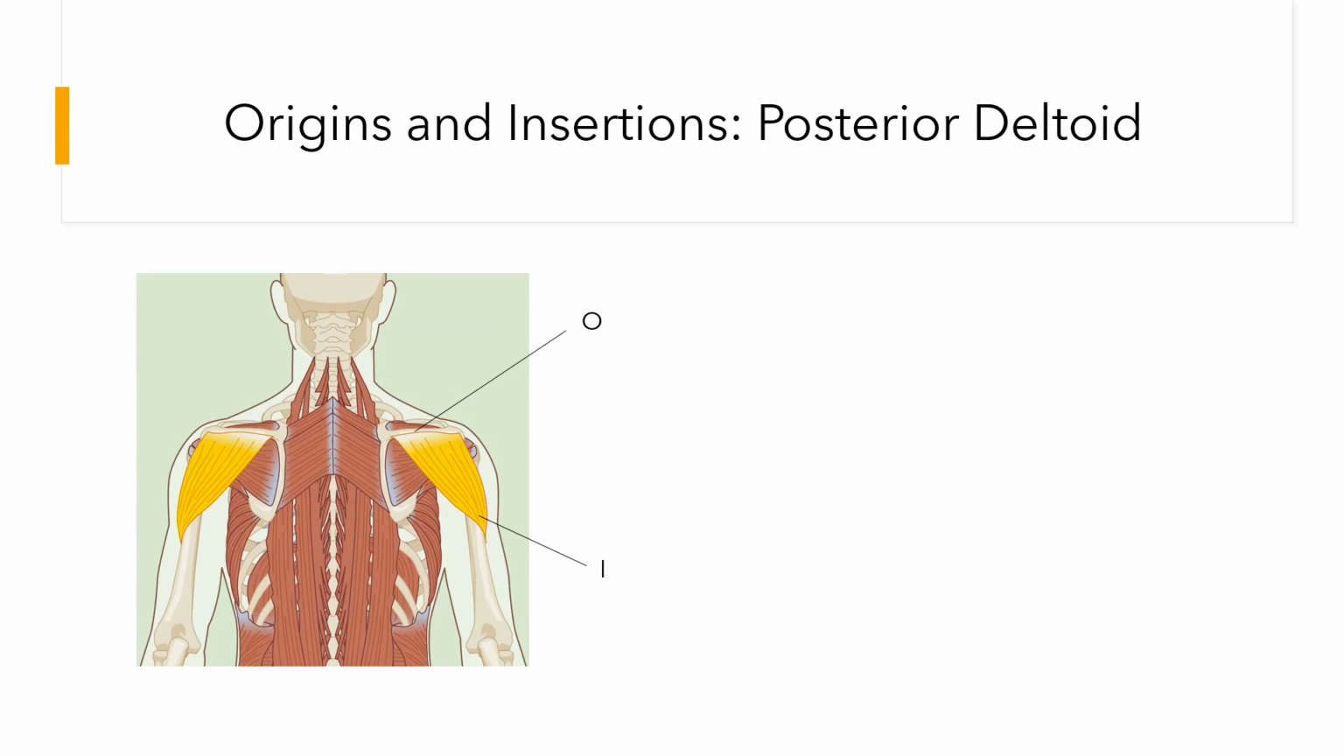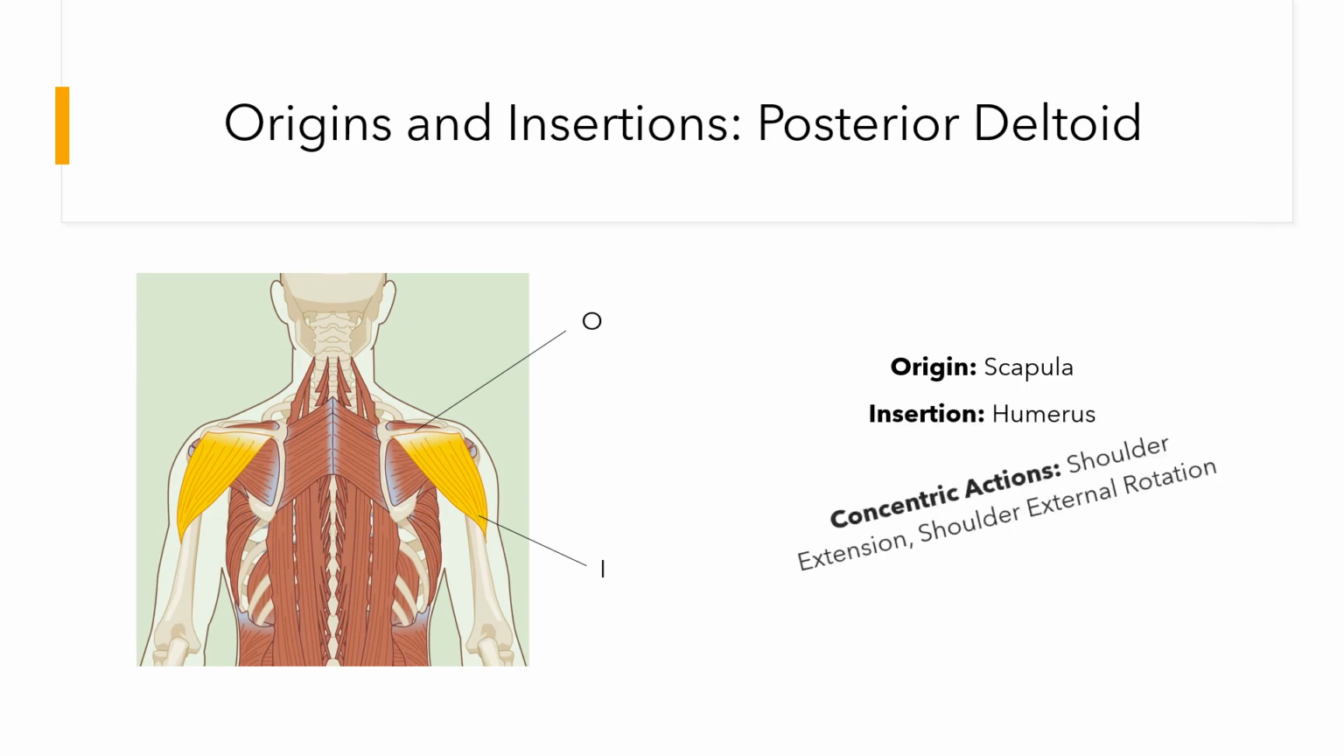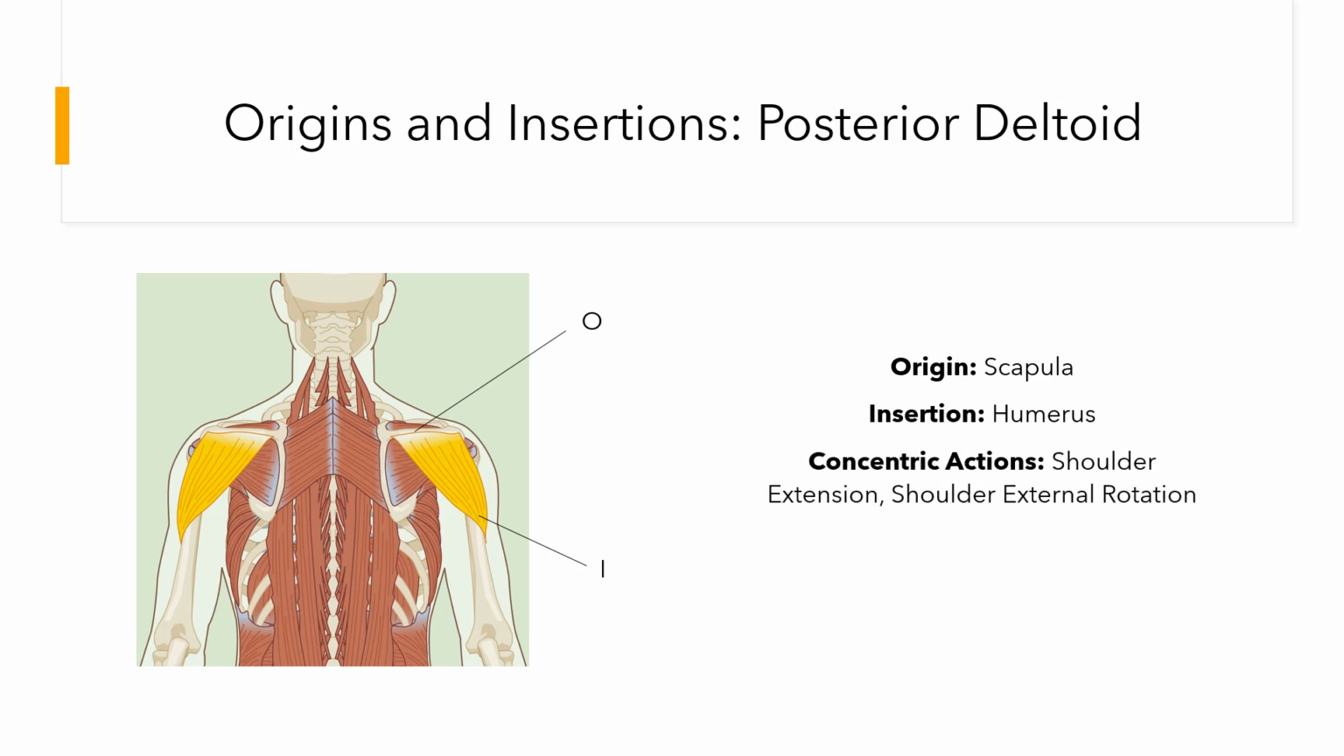Posterior deltoid, the hardest one to hit out of the three, originates at the scapula. Again, it's not inserting into the scapula, it originates there and inserts into the humerus. Concentrically, you're going to get shoulder extension and shoulder external rotation. And eccentrically, you're going to get shoulder flexion and shoulder internal rotation.